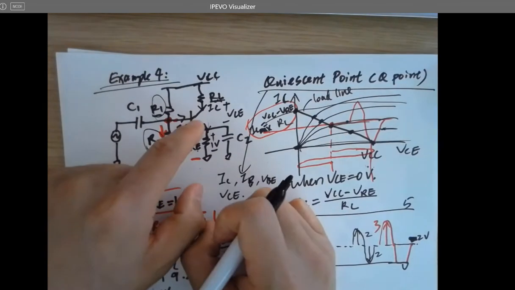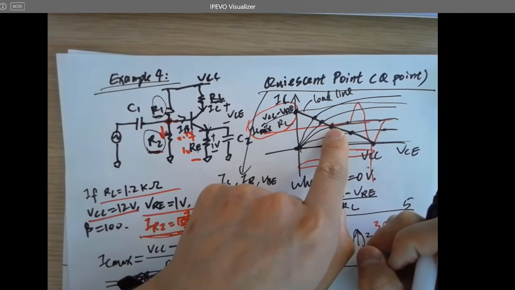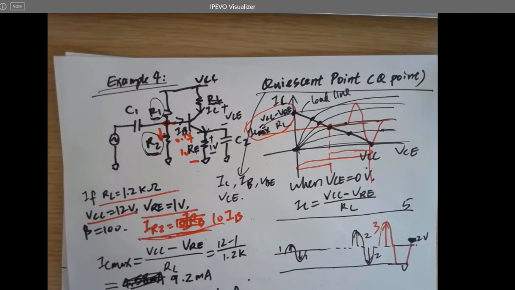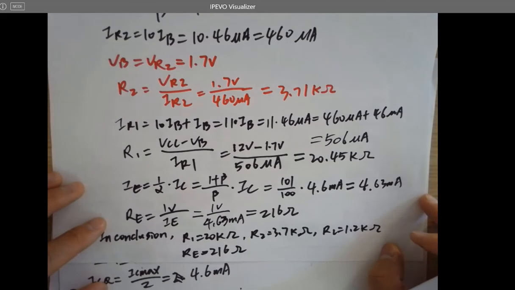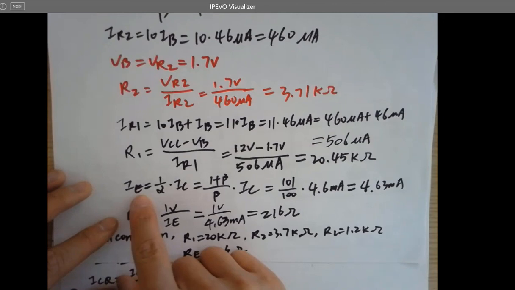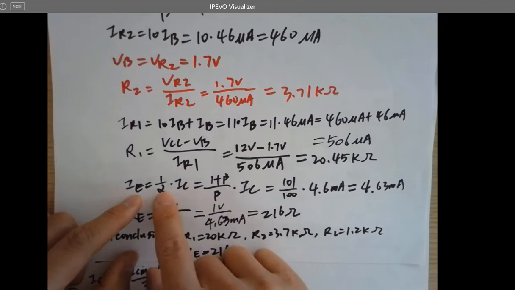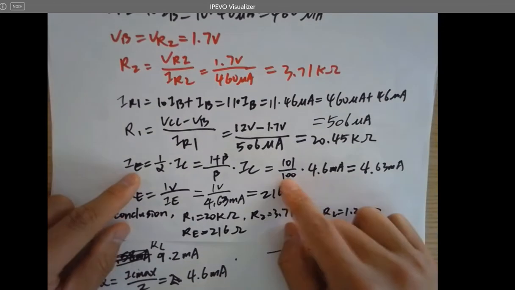You can bias this guy at the Q point, which is in the middle, which is the best place to bias it, so you can get the largest swing. IC plus IB, no, you can directly use alpha, because IC and IE has an alpha as a factor. So you know IC has been calculated, so you can directly use this times this, you can get IE.